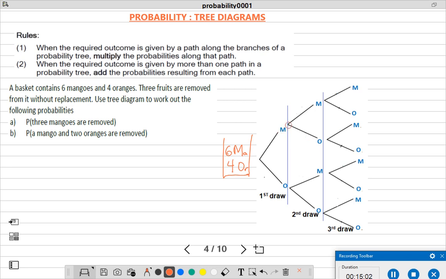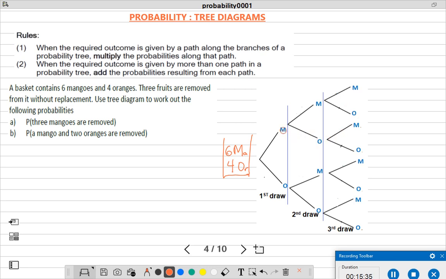If you remove a mango, for the second row it is possible to remove a mango or orange. Still, if you removed one orange for the first row, then for the second row there's a possibility that you get a mango, or there's a possibility of getting an orange. Each path will generate a branch. Now when you remove the mango and the mango, for the third fruit you either get a mango again or orange.